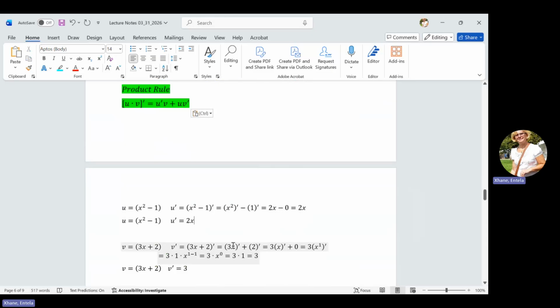Notice the difference between 3 and 2. 2 is alone, no variable. So it's the derivative of a constant. That's why it's 0. 3 is not alone. It's attached to x. It's a coefficient, so you take it out. And you only differentiate x.